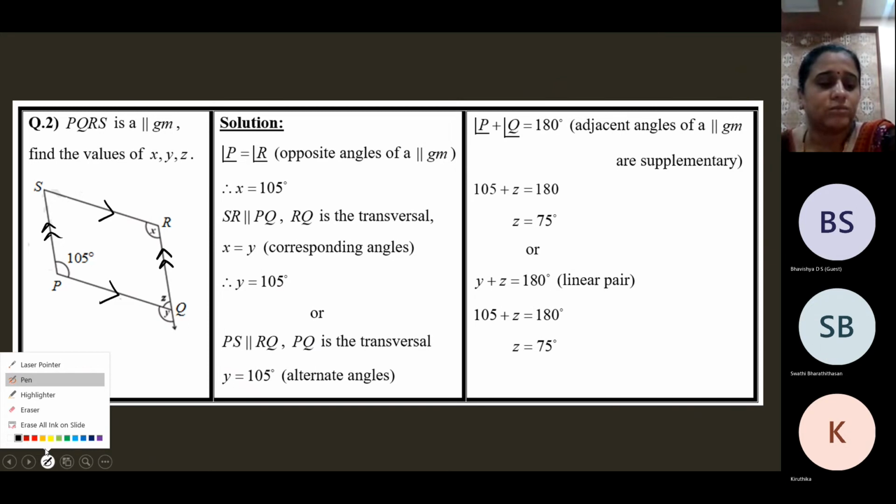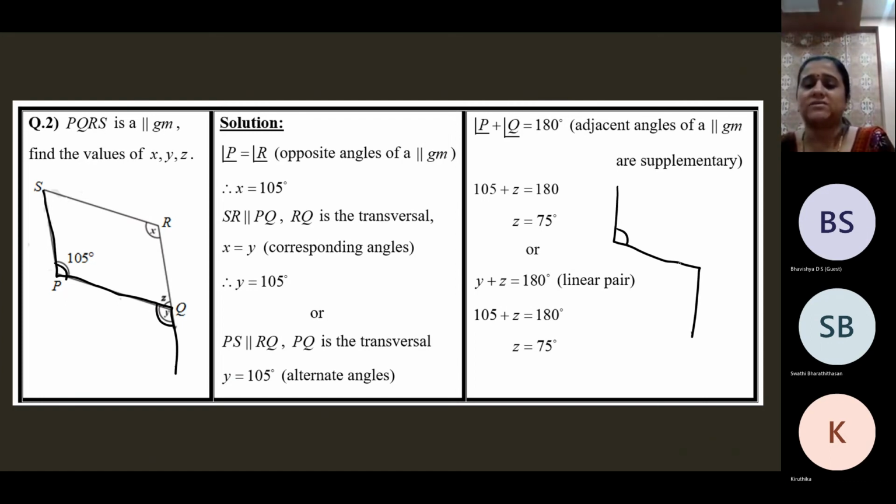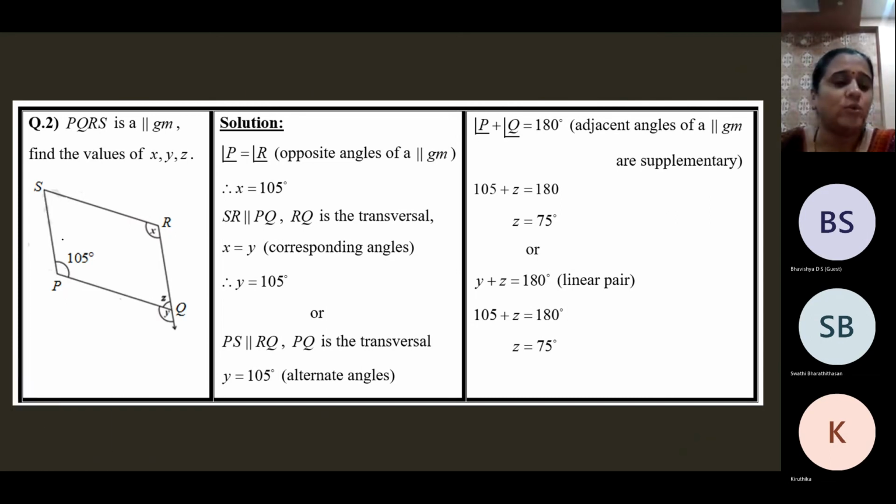Now, see here. Parallel line, transversal, parallel line. Can you see the Z? Alternate angles are equal. Can you see the Z thing here? How do we know that these two lines are parallel? Because it's a parallelogram, so opposite sides are parallel.